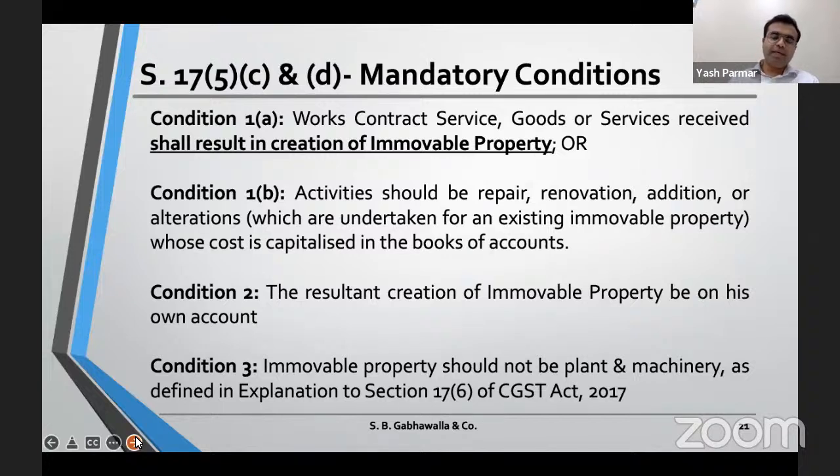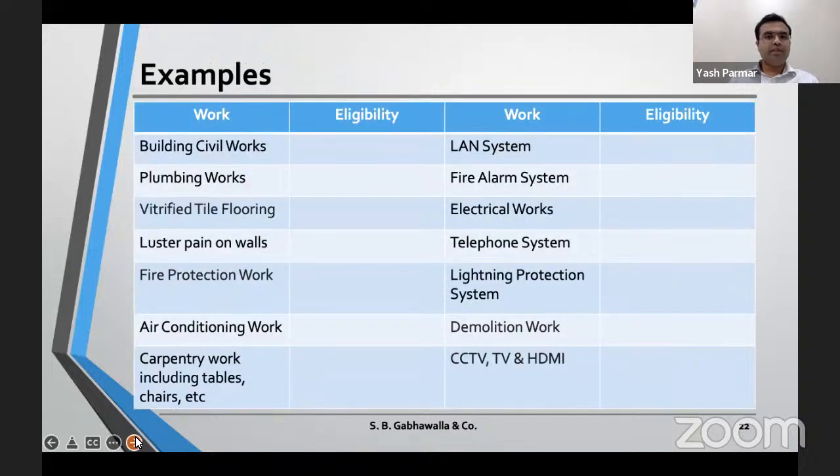The first one being it should result in creation of immovable property. The second one being it should be used for its own account. And the third one being it is not a plant and machinery. If these three conditions are getting satisfied cumulatively, then your ITC will be blocked. And with this background, let us try to understand implications for each of these transactions or activities.